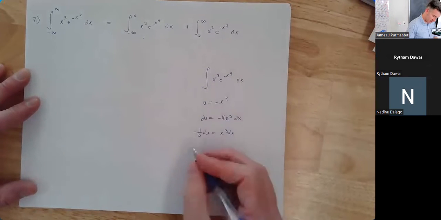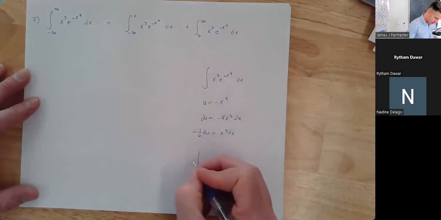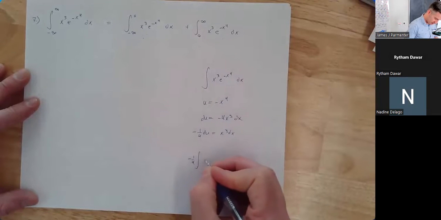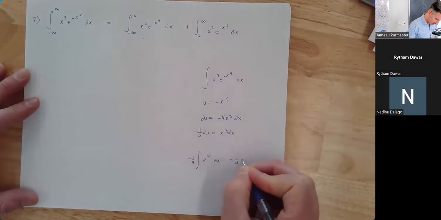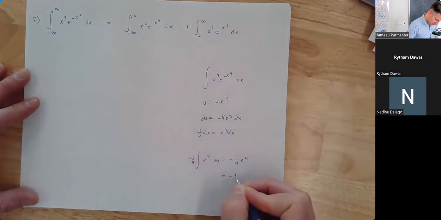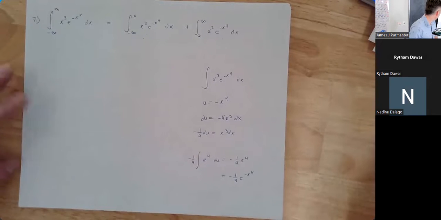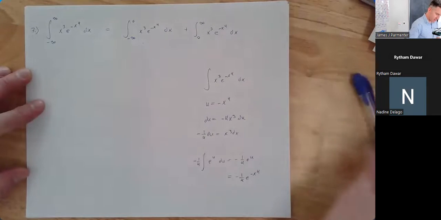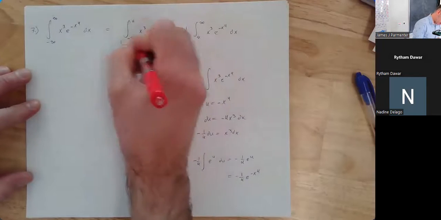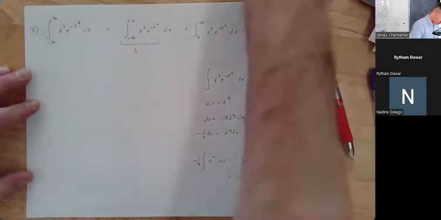So this becomes the integral of negative 1/4 e to the u du, which is negative 1/4 e to the u, which is negative 1/4 e to the negative x to the fourth. And we can definitely see that the derivative of that is going to be x cubed e to the negative x to the fourth. So then let's look at these separately.